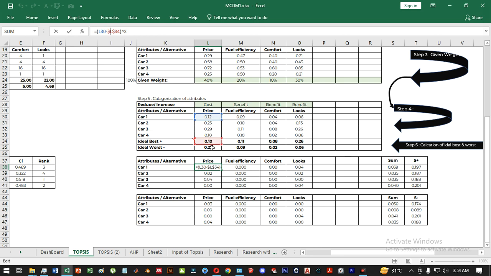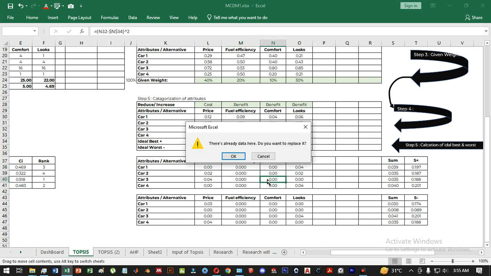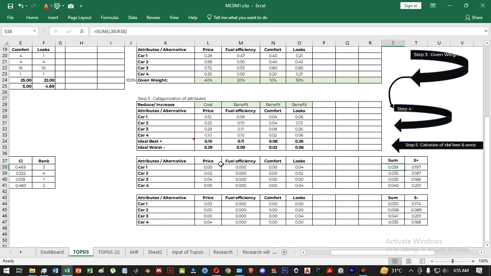We subtract this number from this number, and then we square it, and every number I have done in this way. After that, we sum all the numbers row-wise, and then we take the square root of this sum. This is for the ideal best.